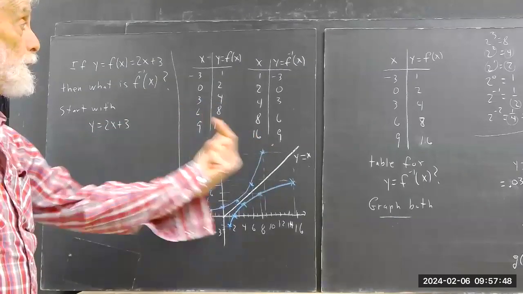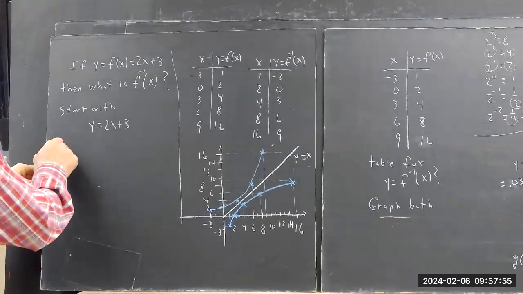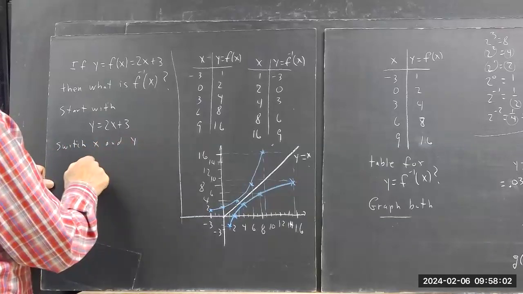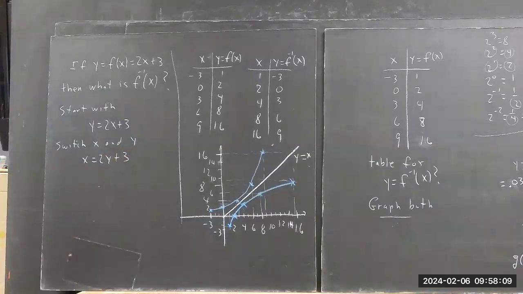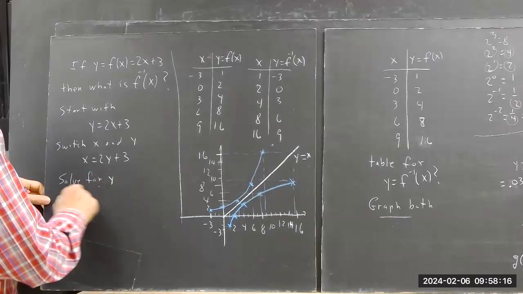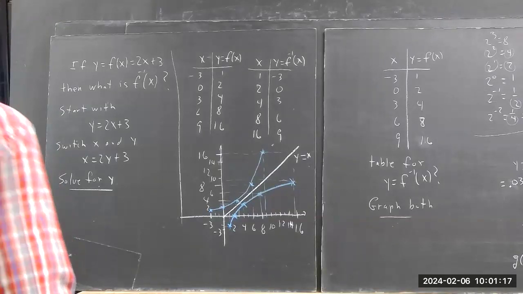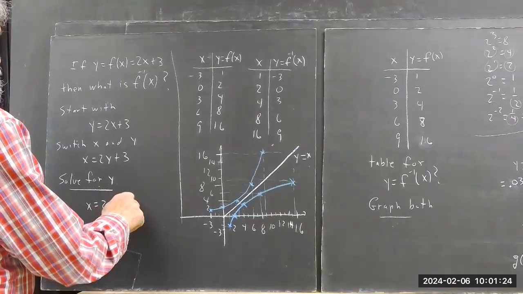Now, what did we do here? We switched x and y, right? x became y and y became x. So x equals 2y plus 3. Solve for y. I'm going to stop here and ask everybody to solve that equation for y. Okay, we're trying to solve this equation for y. We have x equals 2y plus 3.